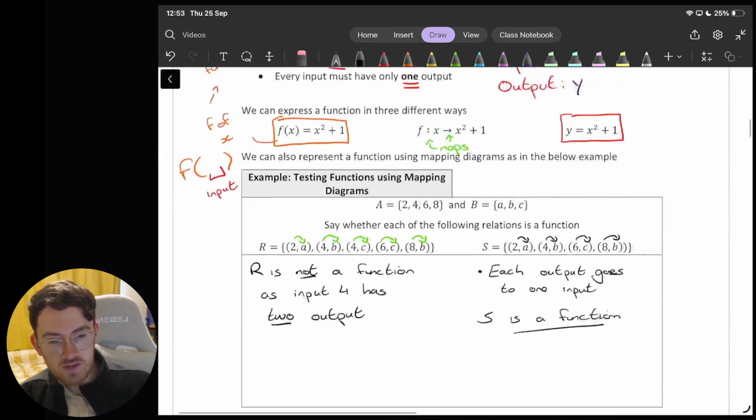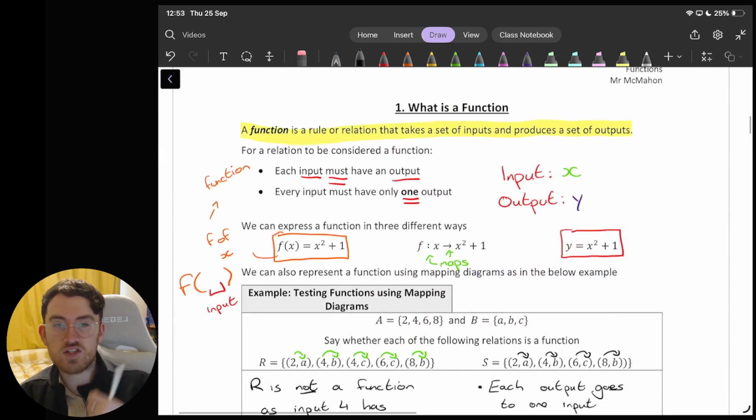So the main thing so far, what is a function? A function is a rule or a relation that takes inputs, usually with the letter x, and maps them to or produces a set of outputs which we call y values or f of x. We have our 3 different ways of writing a function, and for it to be a function each input must only go to one output. So we're going to get into more working with our notation in the next things.